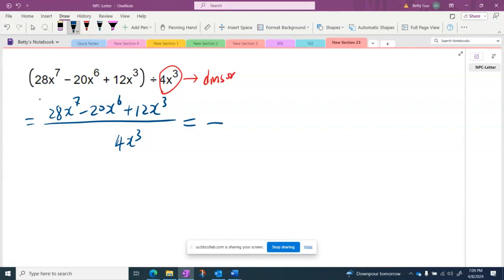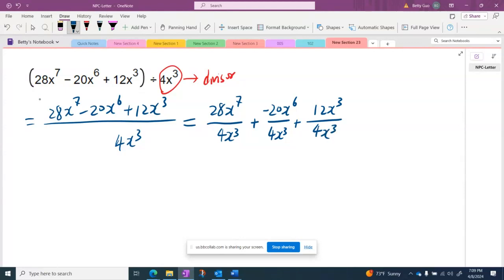If you remember, term 1 on the top over the bottom, plus, always use plus, term 2 on the top over the bottom, plus term 3 on the top over the bottom. And then simplify. Don't rush. One step at a time.